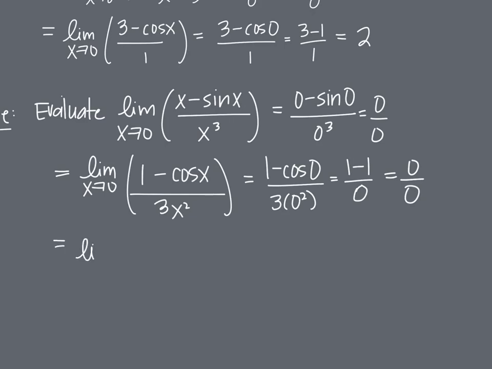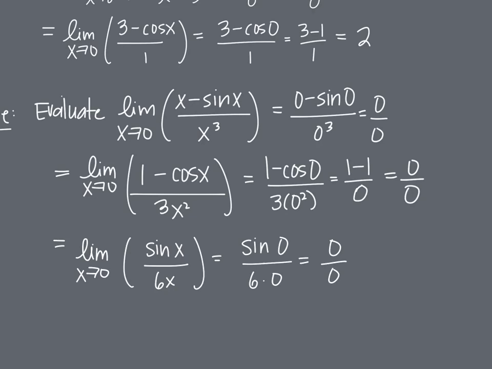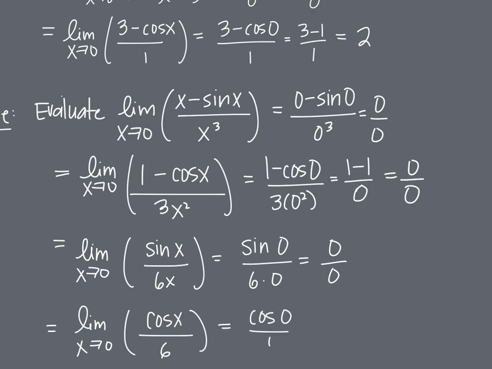As long as it comes out to be an indeterminate form, you can continue to apply L'Hopital. The derivative of 1 minus cosine x is positive sine of x over 6x. Plug 0 into that: sine of 0, 6 times 0, 0 over 0. Thankfully, we have L'Hopital that will help us out one more time. The derivative of sine of x is cos of x, the derivative of 6x is 6. That will be the cosine of 0 over 6, so 1/6 is the numerical value of the limit of the original problem.